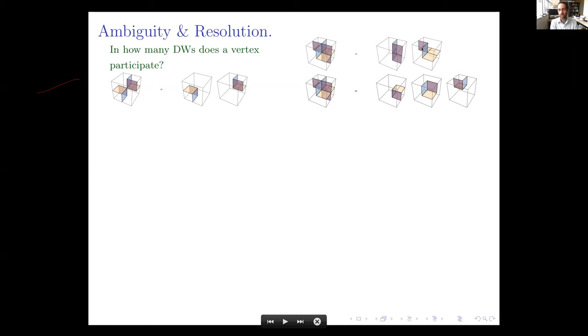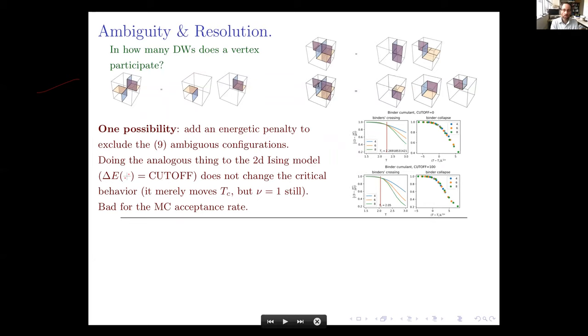One way to resolve this issue, analogous to going to the honeycomb lattice, is to energetically penalize the configurations which are ambiguous. And just as a test, we could do the same thing in the two-dimensional Ising model, where we change the energy of a configuration where there's an ambiguity. In that case, it doesn't change the critical behavior, it just moves Tc. It preserves, for example, the order parameter and the correlation length exponent. But it's not so great because you have to throw away configurations where the walls touch. It's bad for the Monte Carlo acceptance rate, and it's changing the model more than we'd like.